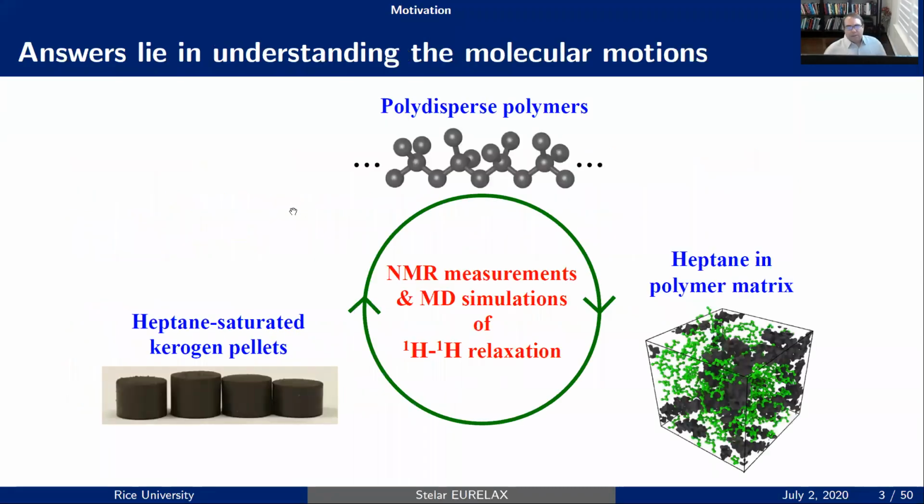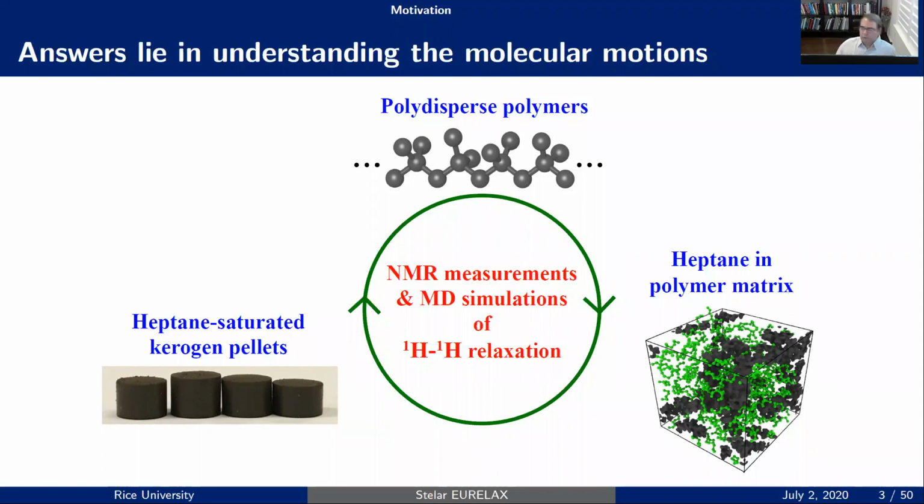So we believe the answers lie in understanding the molecular motions. And to do this, we take NMR measurements and MD simulations of these various systems. The first one is these polydisperse polymers. And I'd like to say from the beginning, this is very different to the monodisperse polymers that have been reported in the literature. Namely, we don't expect these polydisperse polymers to show much entanglement, or if any.